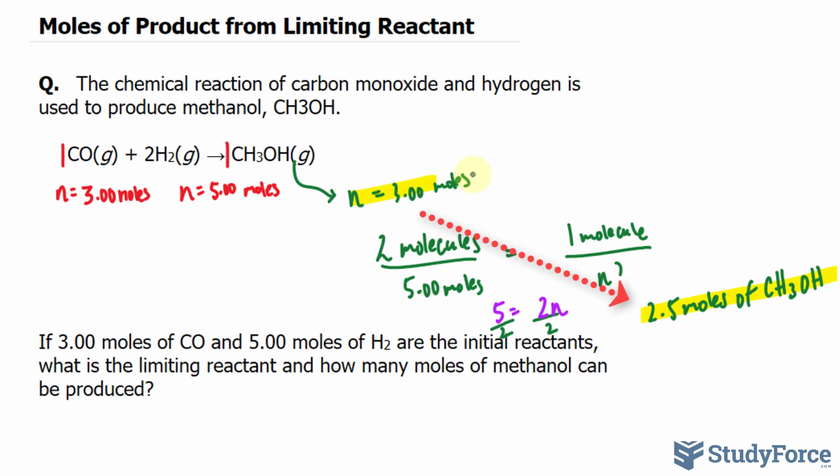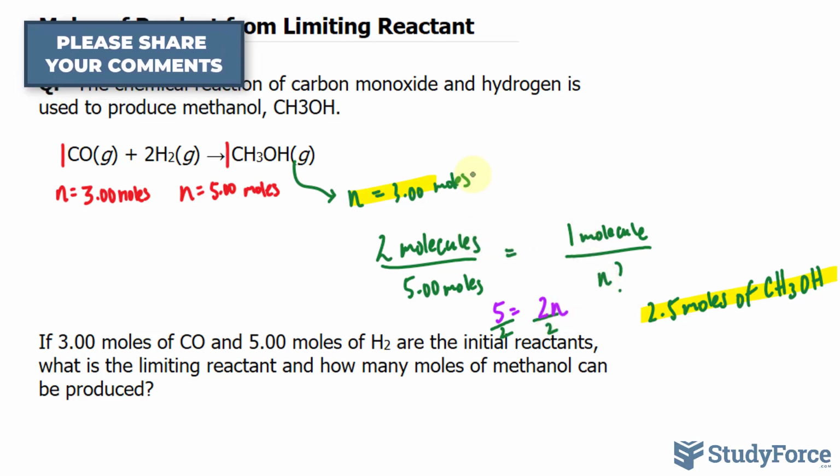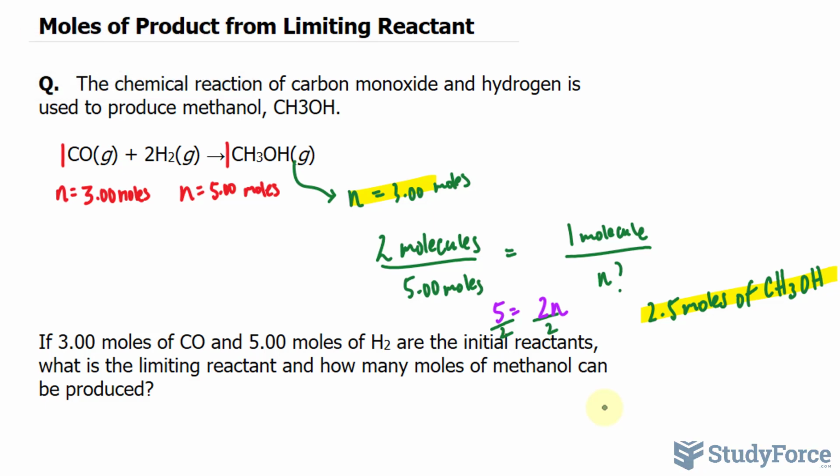So just to give you a clearer vision here, the reactant that gives you the lesser amount of moles for the product, in our case methanol, is the limiting reactant. And there you have it. That is how to use moles of the product to determine the limiting reactant.